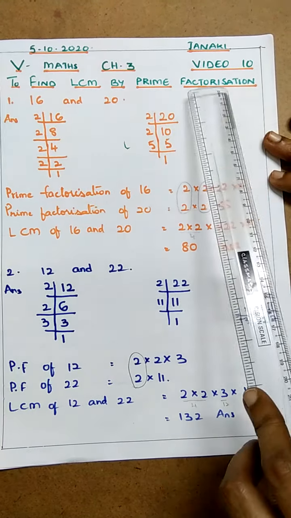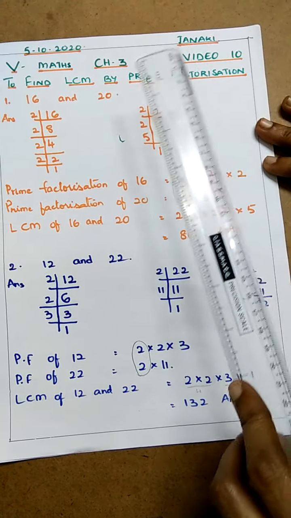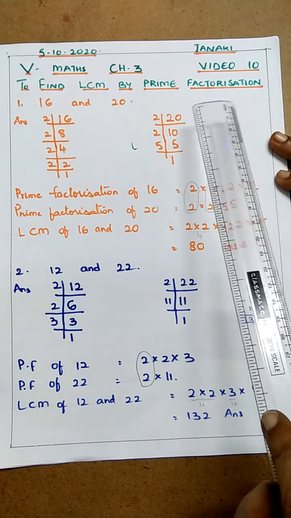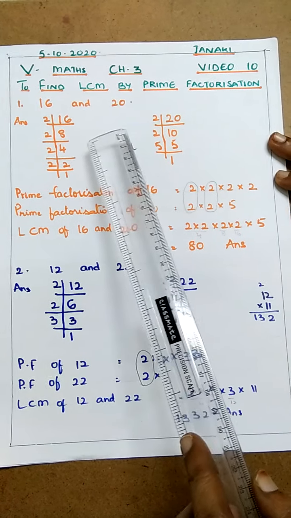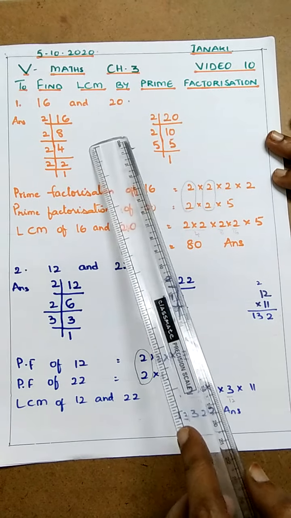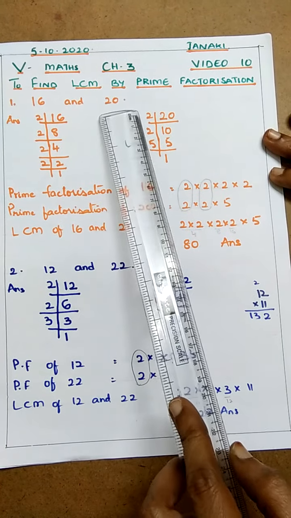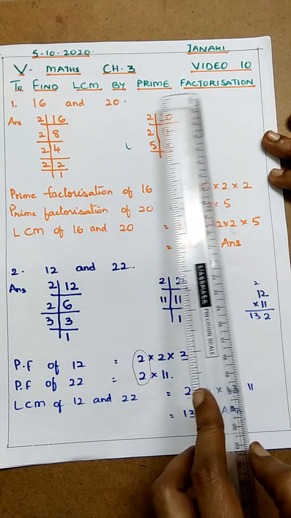Prime factorization of numbers we have learned in two methods. One is the factor tree method, another one is the division method. Now let us find the LCM by prime factorization using the short division method. Okay, now let us see, two numbers are given: 16 and 20. Now we have to find the LCM of these two numbers.